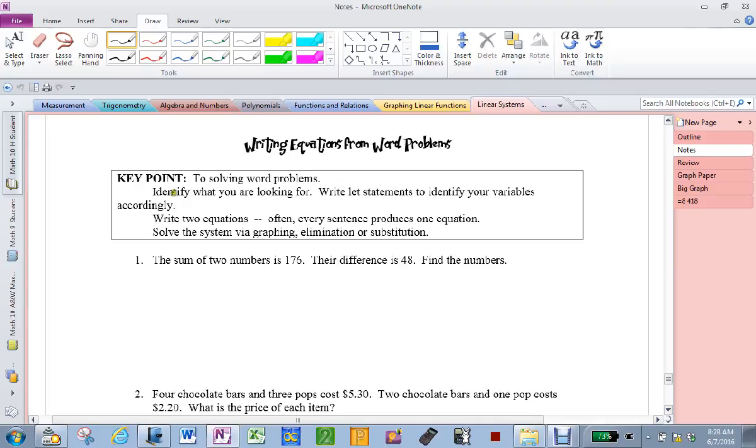Now I say, identify what you are looking for. Write let statements to identify your variables accordingly. Ooh, that sounds very mathy. Here is all it means. 1. Choose variables. 2. Name variables. 3. Decide what those variables are doing.